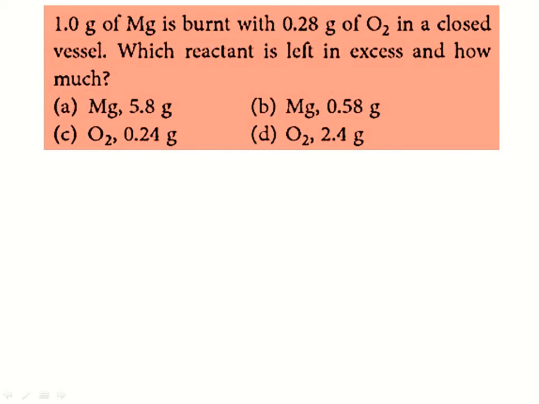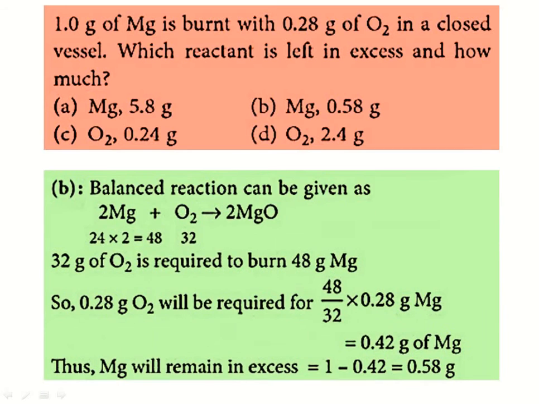Question 1. 1 gram of magnesium is burnt with 0.28 grams of O2 in a closed vessel. Which reactant is left in excess and how much? We have done the calculation. Magnesium reacts with oxygen, forms magnesium oxide. In this reaction, 32 grams of oxygen is required to burn 48 grams of magnesium. So given 0.28 grams of oxygen requires 0.42 grams of magnesium from this calculation. That means magnesium will remain in excess, that is 0.58 grams. So option B is the right option.